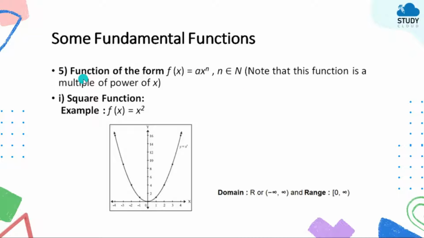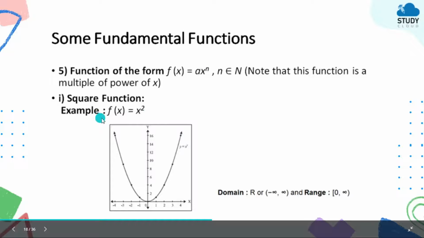The fifth function is a function of the form f(x) = ax^n, n is a natural number. Note that this function is a multiple of the power of x. Okay, for example, here we have the square function, f(x) = x². This is the graph of a square function.